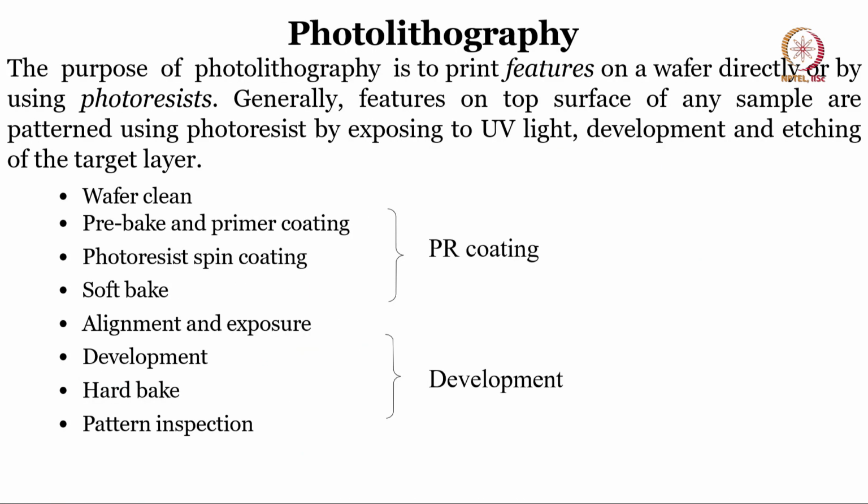So, now let us see the screen and let us see the steps, all right, for photolithography. So, please let us read. The purpose of photolithography is to print features on a wafer directly or by using photoresist. Generally, features on the top surface of any sample are patterned using photoresist by exposing to UV light, development and etching of the target layer.